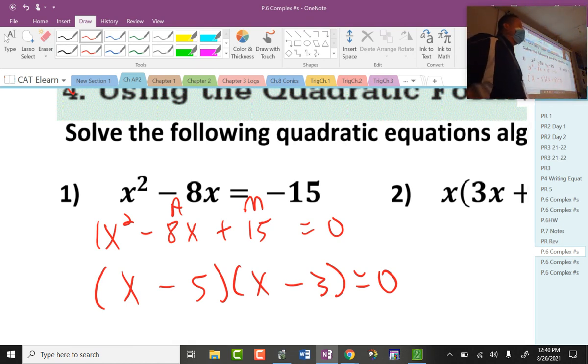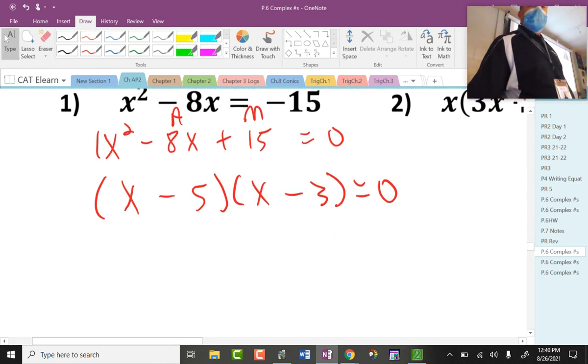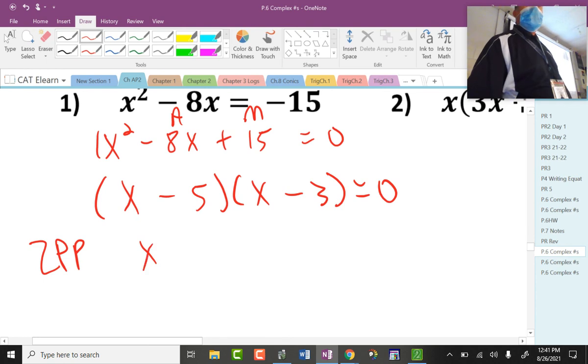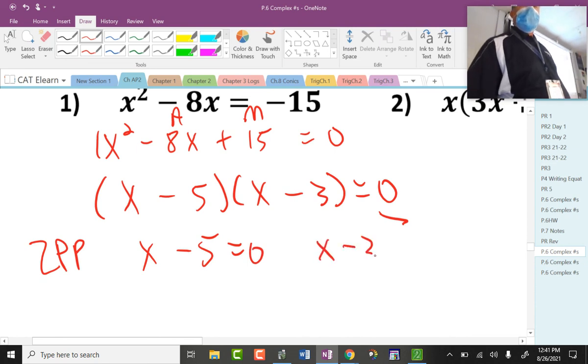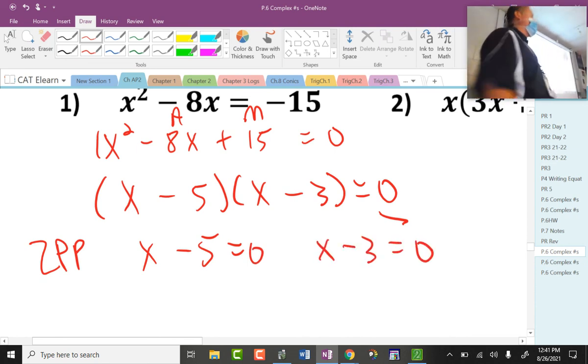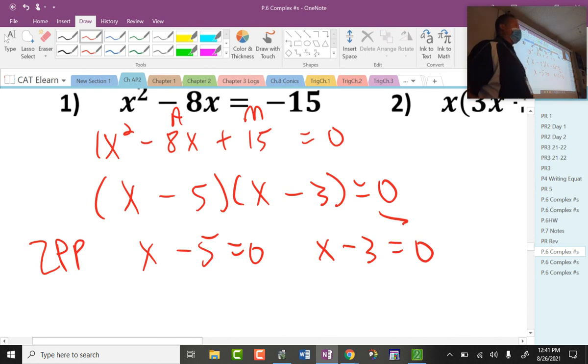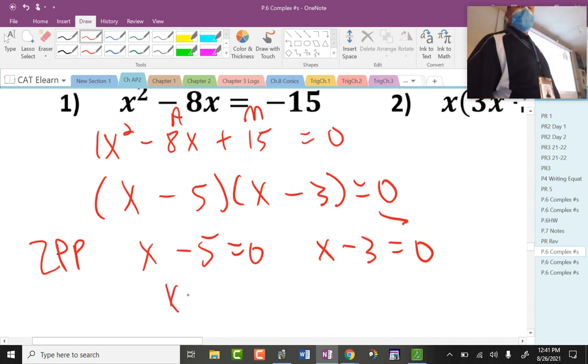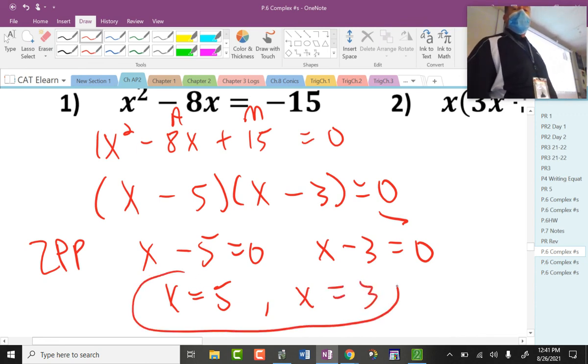Now I use what's called ZPP. Zero product property says if this times this equals 0, then either this equals 0 or that equals 0. That's the only way that this could be true. And then you solve each factor. X equals 5, x equals 3. And then remember, for solving, I'll bore you.